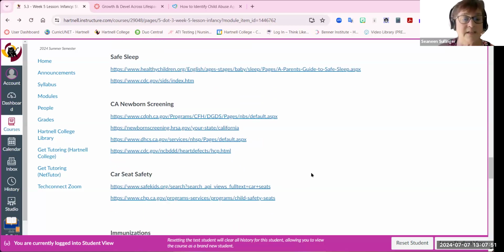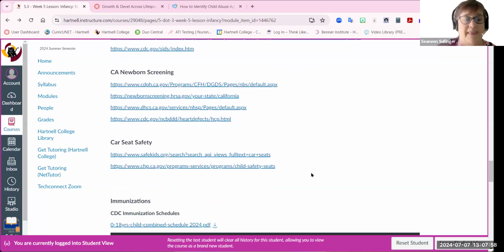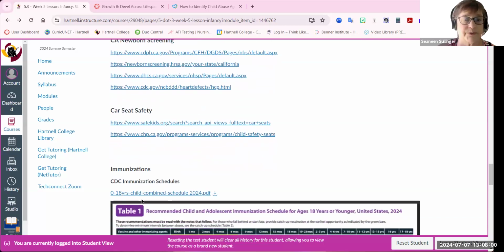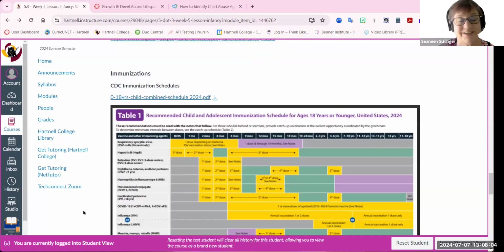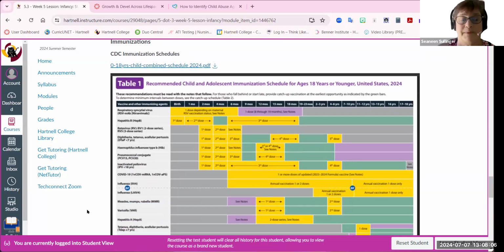Car seat safety, always check your laws because they change in every state. They change every so often. And then the immunization schedules. So this is 0 to 18 years for 2024. They change every year. I am not asking you to memorize these. Just know they need vaccines.